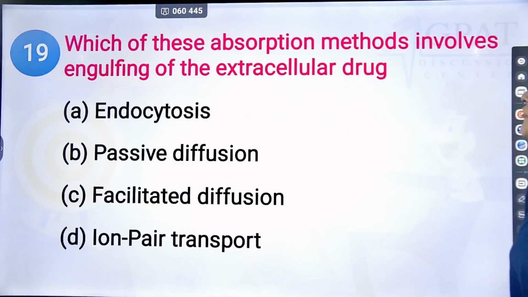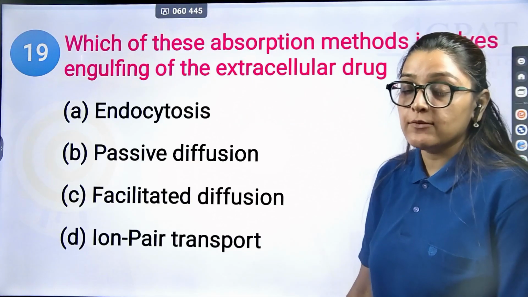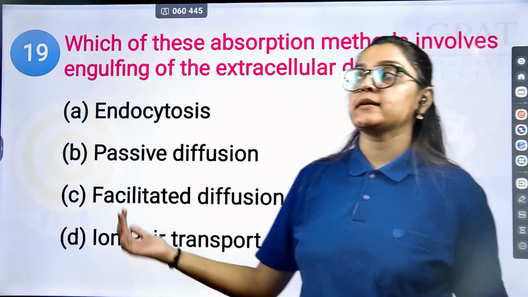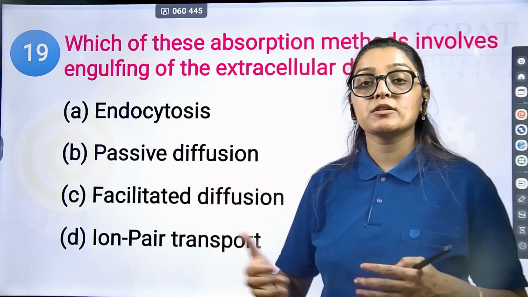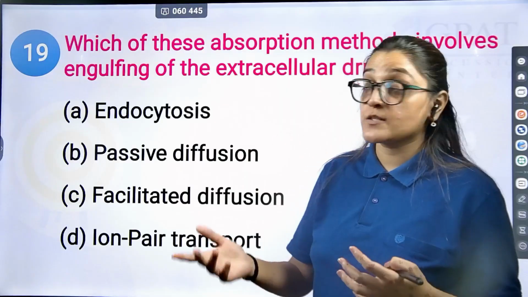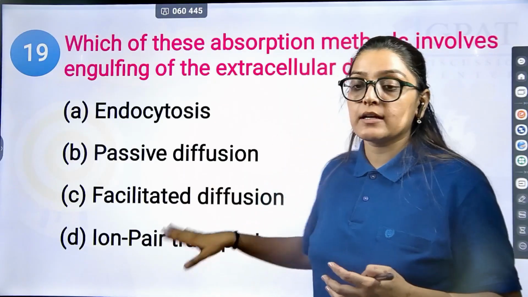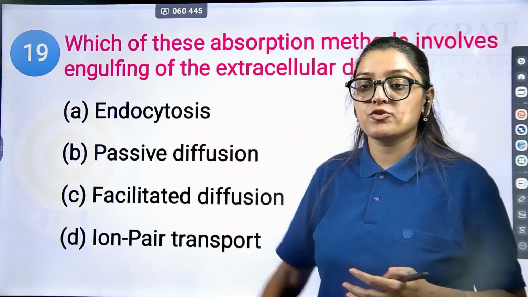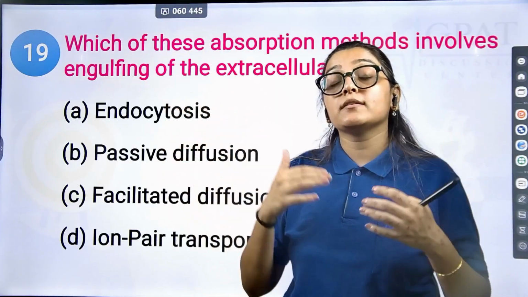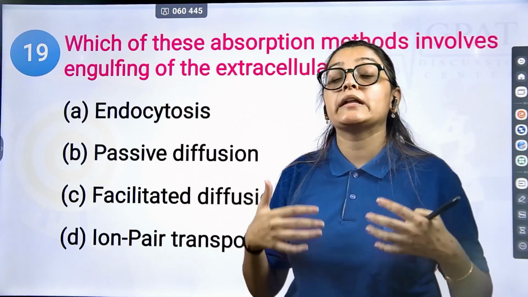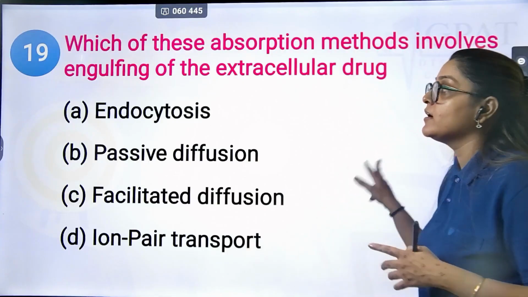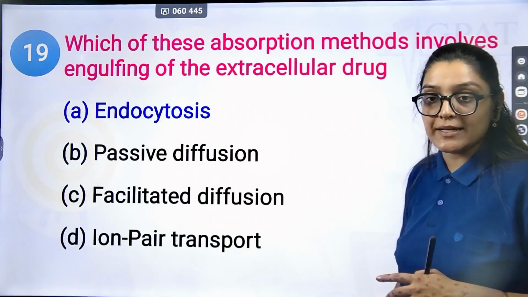Okay. Which of the following absorption methods involves engulfing of the extracellular drug? Now, ion pair usually complexes with the counter ion. Facilitated diffusion, just like carrier mediated, is another downhill transport mechanism. Then here also the concentration gradient is developed. In passive diffusion also a concentration gradient is developed. In endocytosis we have engulfing, just like you have seen how an amoeba engulfs food. So oily molecules and macromolecules are engulfed and then transported. So we have endocytosis. Okay.